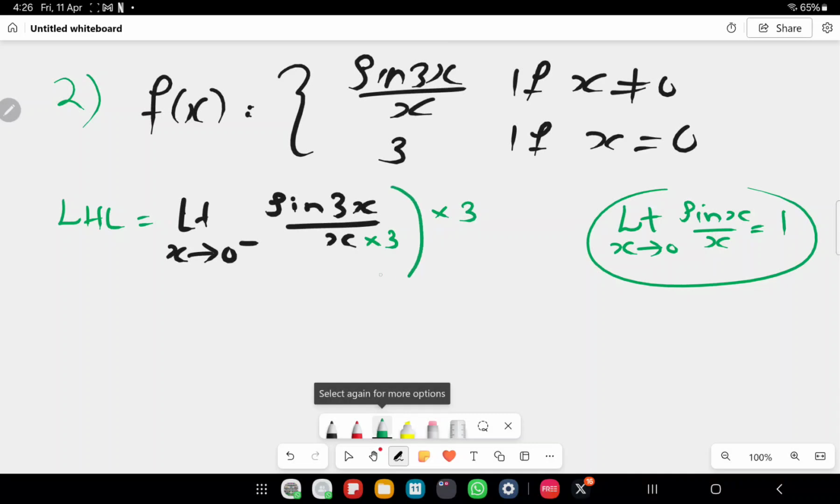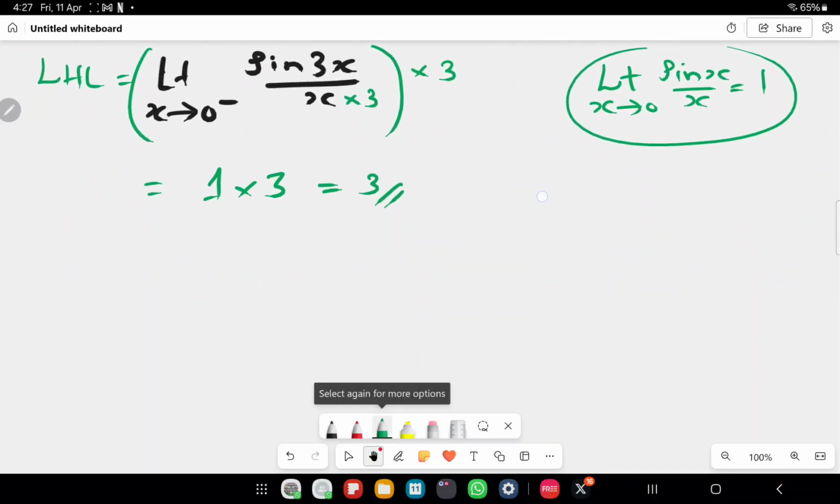Now this becomes the result: limit x tends to 0, or even 3x tends to 0. When x tends to 0, 3x also tends to 0. Sin 3x by 3x, which is into 3. So this will become 1, so 1 into 3. By the result, this becomes 1. So the final answer, LHL, is 3.